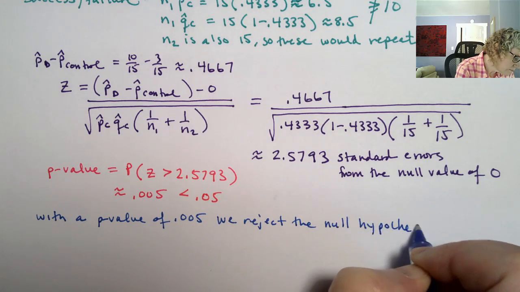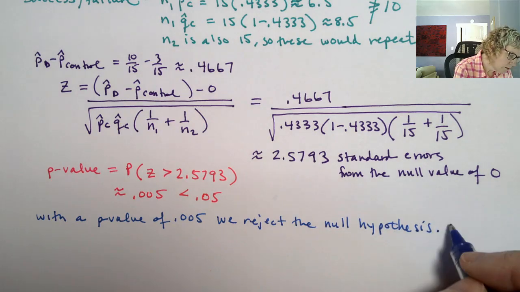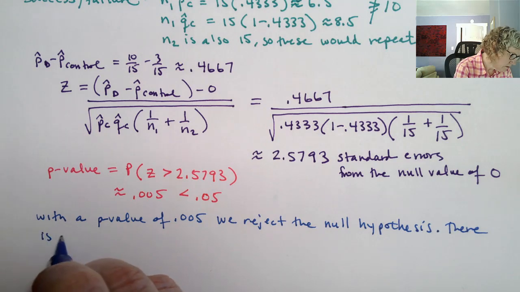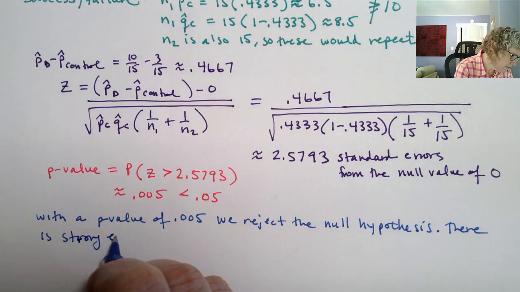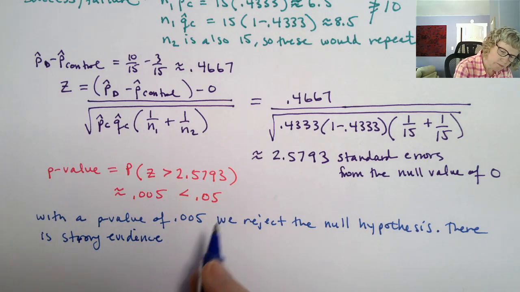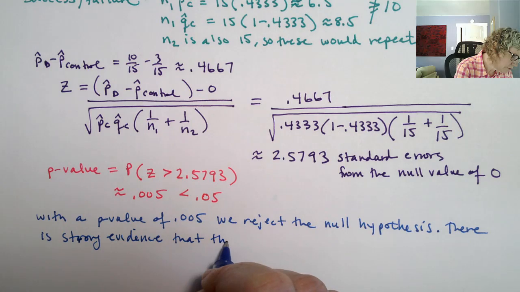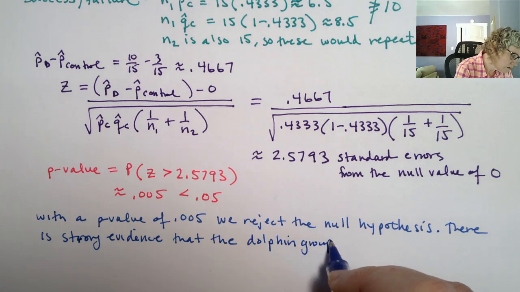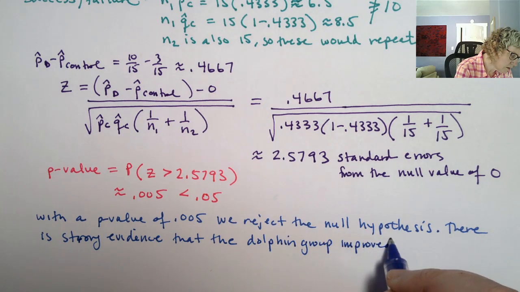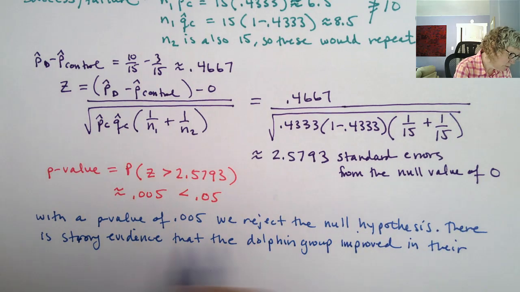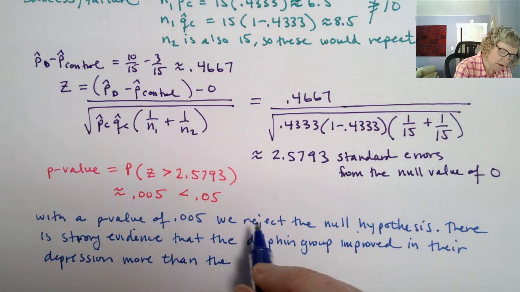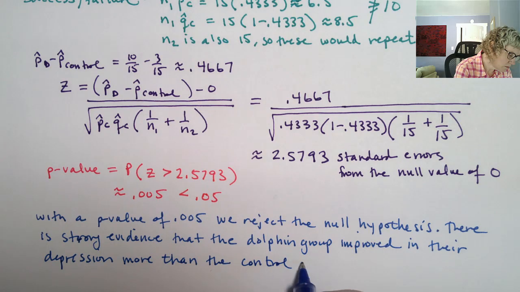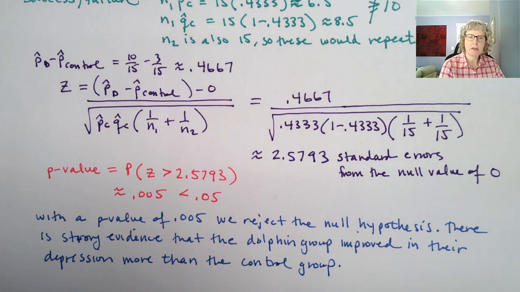Hypothesis. We have strong evidence that the dolphin group improved in their depression more than the control group. You could even say significantly more.